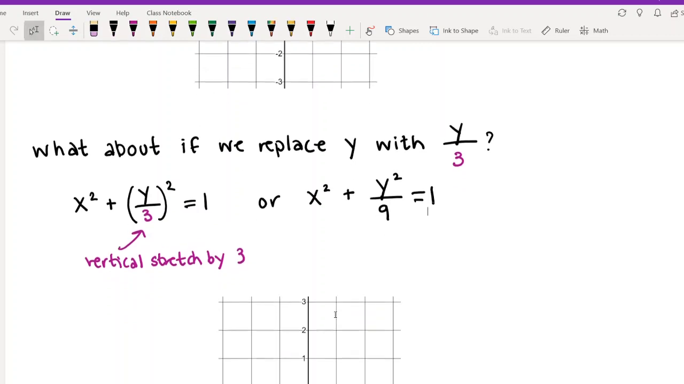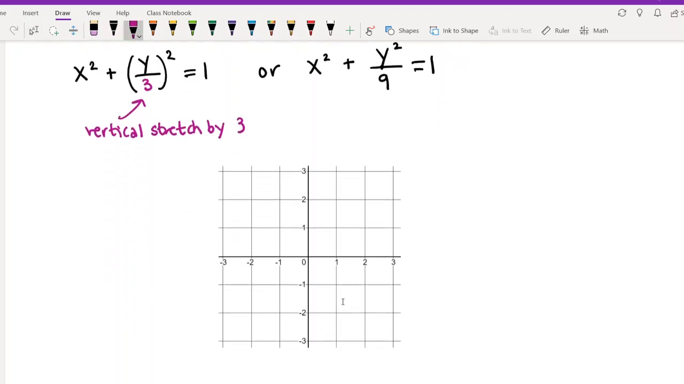So what is this graph going to look like? Well, now if you think back to our original unit circle, you're going to leave the horizontal dimension of this the same, but then the vertical dimension is going to get stretched to going up to a height of 3 and down to a height of -3. So it's going to look like this. So this is basically how it works.